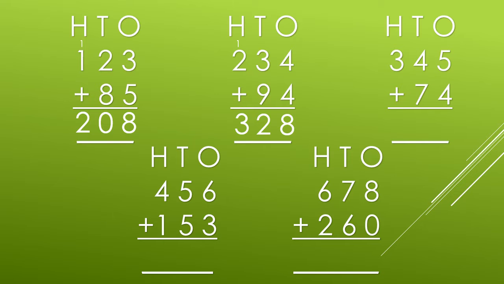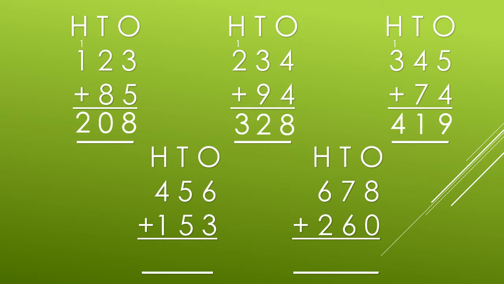Next, 345 plus 74. Add the ones. 5 plus 4 equals 9. Write 9 under ones. Then add tens. 4 plus 7 equals 11. Write 1 under tens and carry 1 forward to hundreds. Now add the hundreds. 1 plus 3 equals 4. Write 4 under hundreds. So 345 plus 74 equals 419.